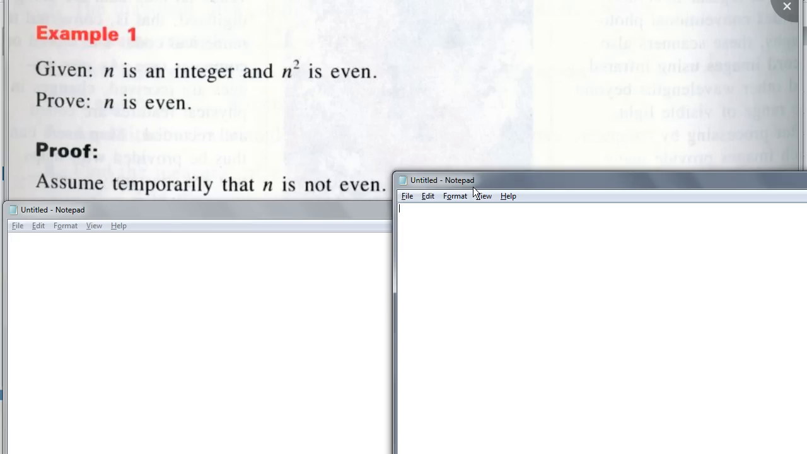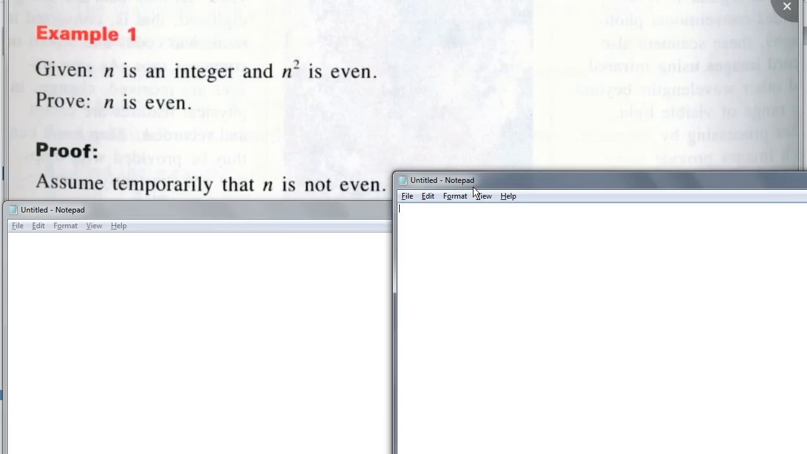What does the second step tell us to do here? Nicole, can you read it for us? Reason logically until you reach a contradiction of a known fact. So what is the known fact in this? Yeah, n is an integer, also n squared is even. So as soon as we assume temporarily that n is not even, we're going to reason logically so that we could reach a contradiction.